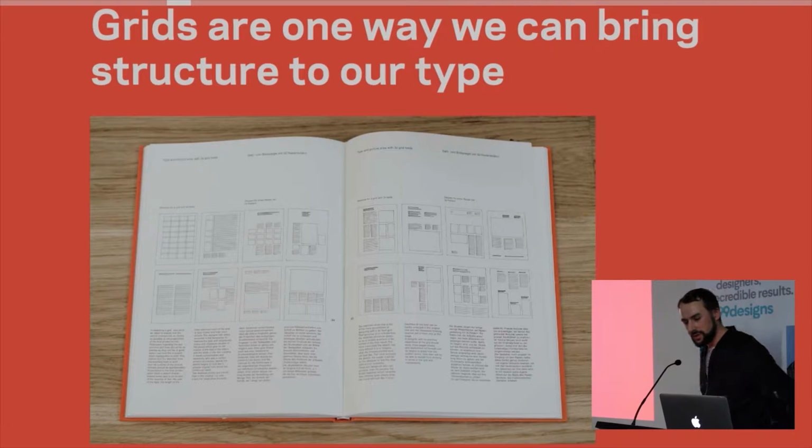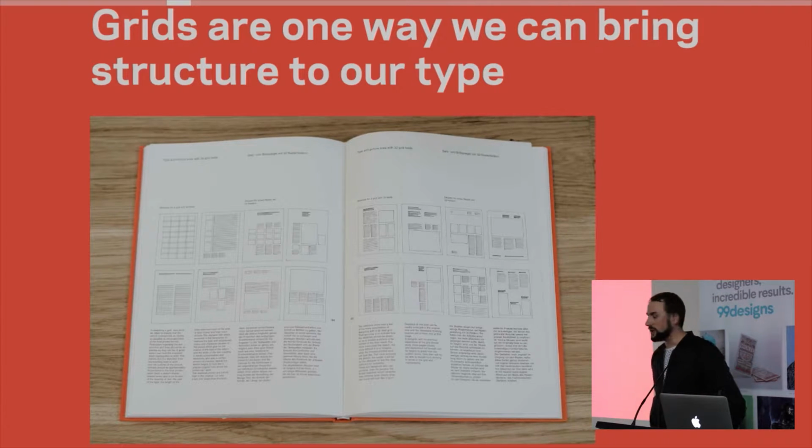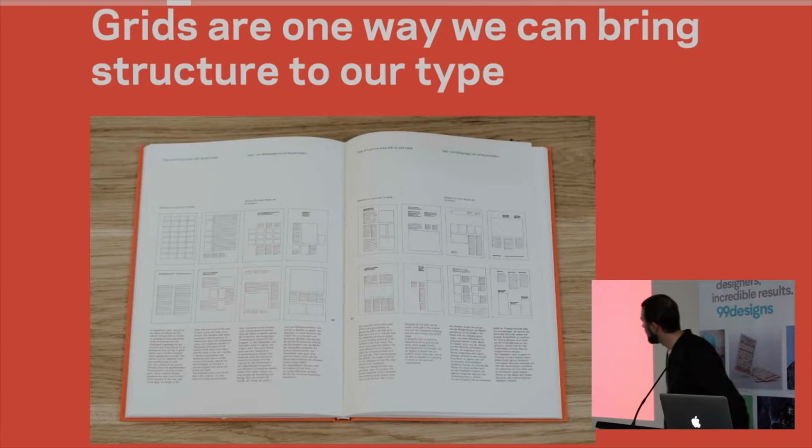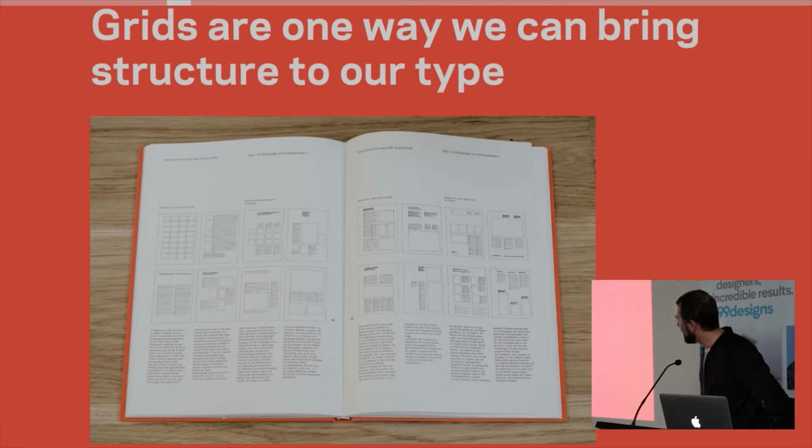So grids are one way that we can really bring structure to our type. This has been around for quite a long time. There's a lot of thought about this from long before the web even existed. This is a book from 1961. And the thing you might notice about these little grids they're drawing up is that they look a little bit like they could be web interfaces. That's quite interesting.